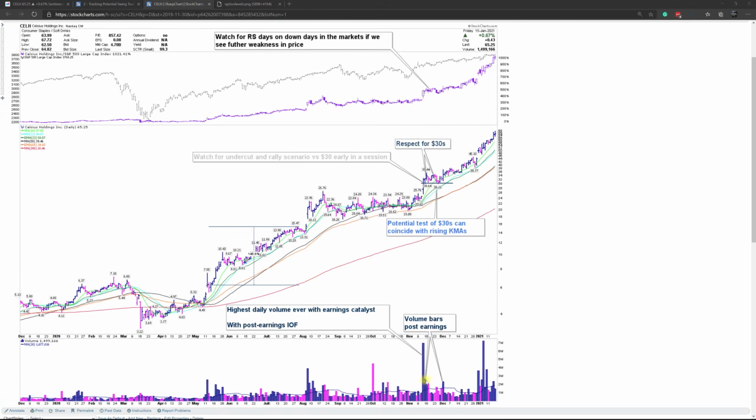And then we saw also follow-through volume over here, right after earnings. So there's a lot of institutional positioning in the name from a data point of view. There's a lot of obvious institutional volume on the charts as well, which all plays into conviction. Then we see RS days show up while the market's pulling back here again. And then we try to position in the name versus a whole number level at 30.